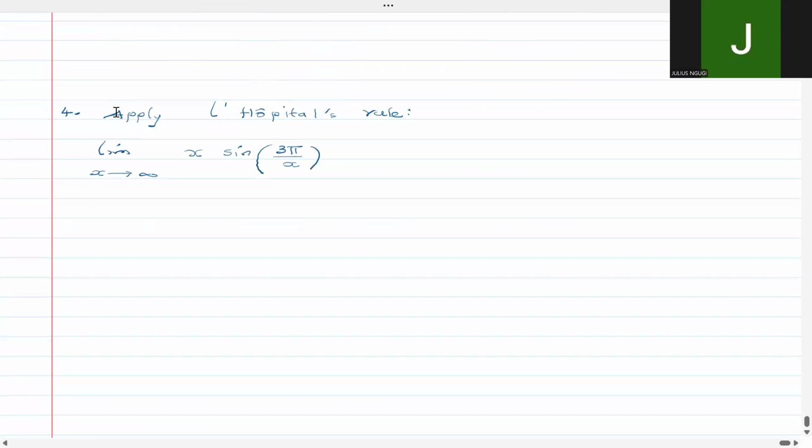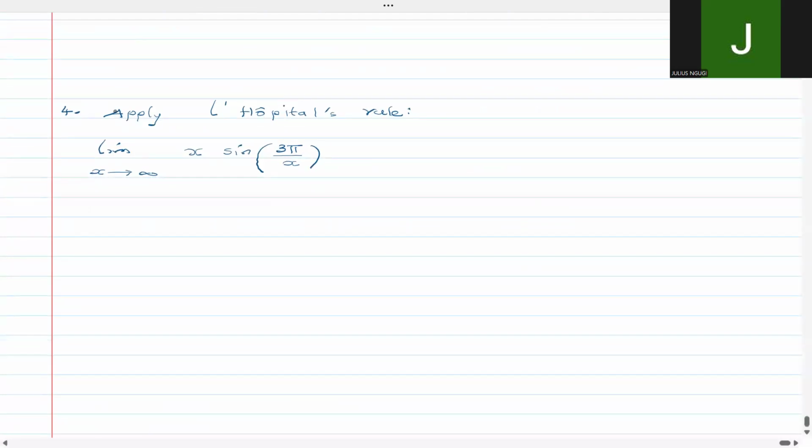Let's do number 4. We apply L'Hopital's rule, just using the definition that we had before, and we have different kinds of indeterminate form. In this case, if I do an inspection, which is not graded, if I factor out infinity for the x, I will have infinity multiplied by sine of 3 pi divided by a very big number. Sine of 3 pi over a big number is sine of 0, and sine of 0 is just 0.